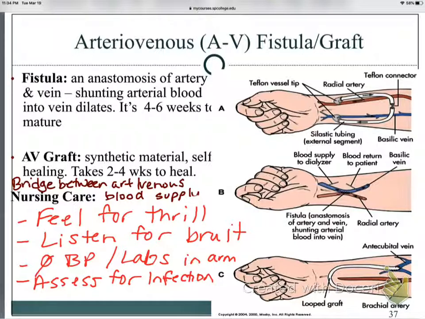Your graft, your AV graft, is made of synthetic material. Okay, and it takes about 2 to 4 weeks to heal. Okay, and this is again a bridge between our arterial and venous system. But what's the difference with the graft? What do you think could happen with a graft being synthetic? Right, yeah, it can get infected, and also what? Things can stick to it, right? And it can form clots, okay? So they're more prone to thrombosis.